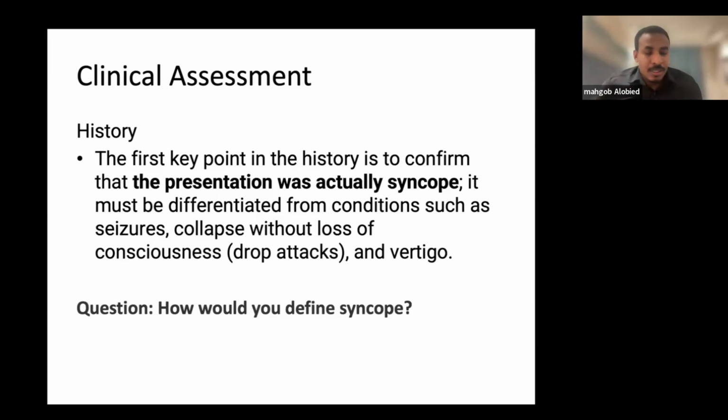Yes, that's the definition of syncope, of course. You will ask the patient, what happened exactly? Are you aware of what happened? Did you lose your consciousness totally or not? And for how long did that happen? Did you receive any treatment, or did anyone give you anything before you regained your consciousness?